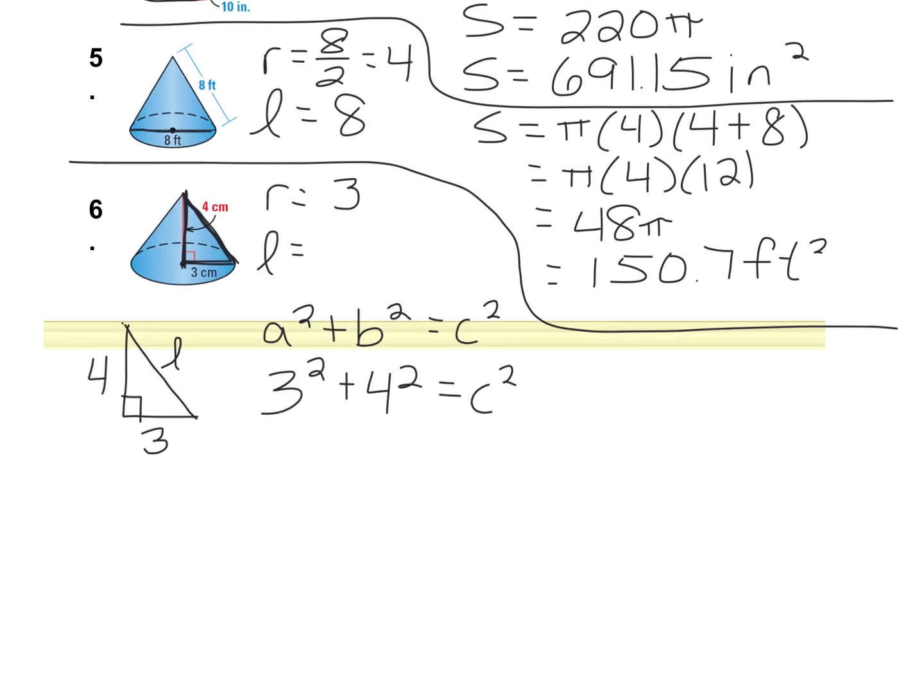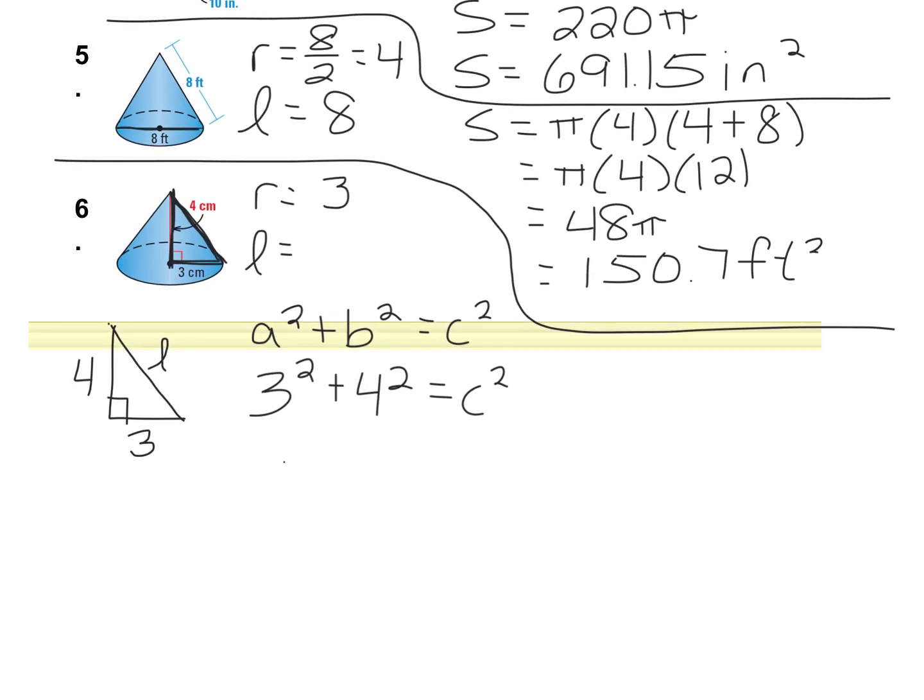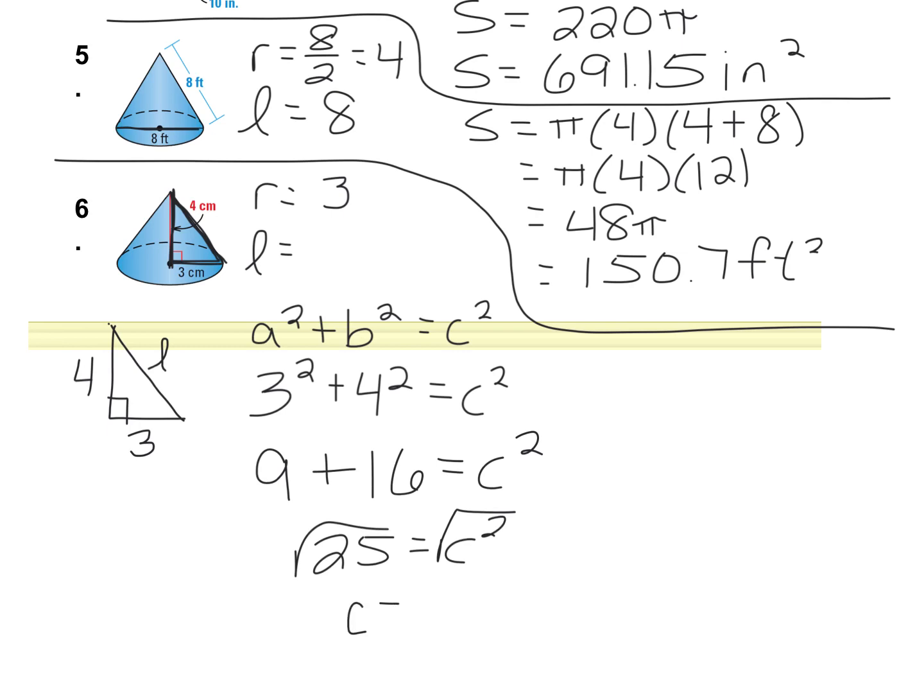So now just solve. What's 3 squared? 9. 4 squared, 16. 9 plus 16 is 25. What is always the last step of the Pythagorean theorem? Square root. Take the square root. So what is our C? 5. What did that just give us? That's the slant height. Now do we have everything we need to find the surface area? Yes. Okay, plug it in.